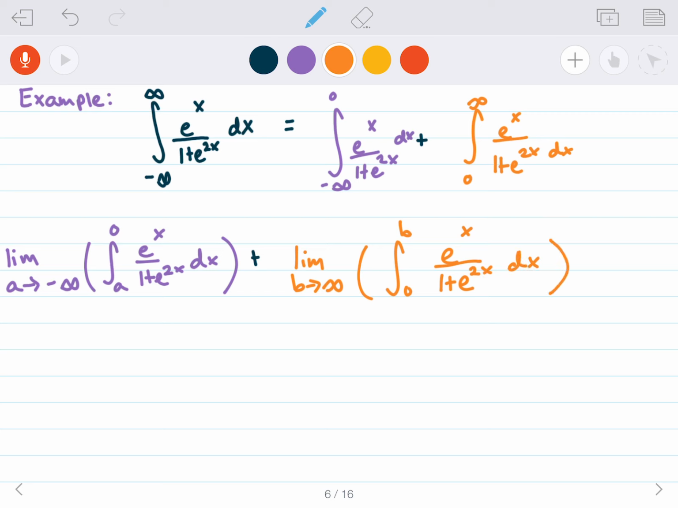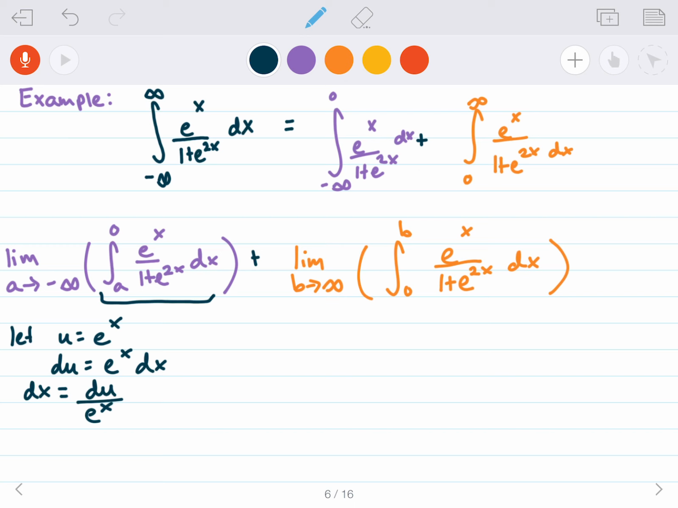All right. Okay, so now to evaluate this guy in here, what I'm going to do is use a u substitution. So I am going to let u equal e to the x. Therefore, du is e to the x dx. And so dx is simply du over e to the x.